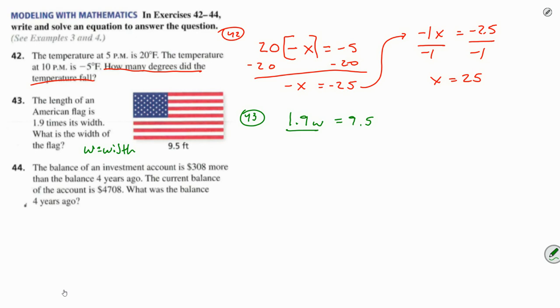From there, we've got to divide by 1.9, divide by 1.9. We get 9.5 divided by 1.9. We get w equals 5.